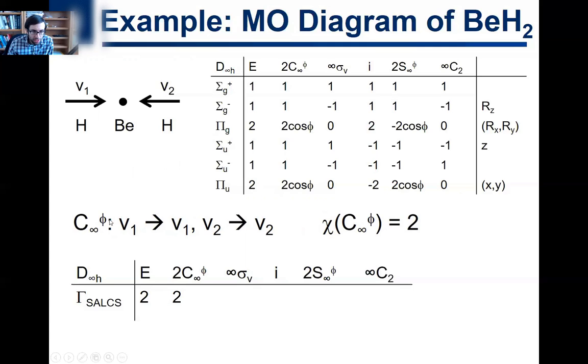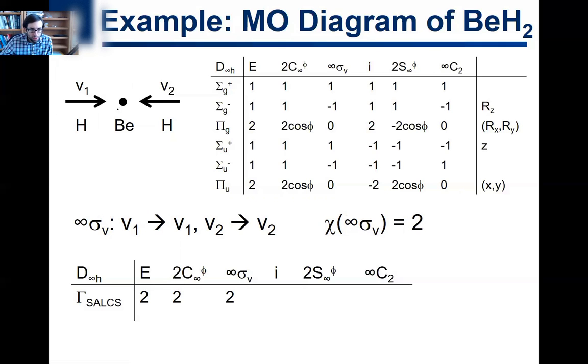Same idea for C infinity. C infinity, remember, is going through here. And so it's a rotation there of any arbitrary angle. And in doing that, we haven't changed the positions of v1 and v2. So we have that same identity matrix. So we have a value of 2. Same idea with sigma v. Sigma v is in the plane of the molecule here. And so doing a mirror plane there doesn't do anything to v1 or v2.